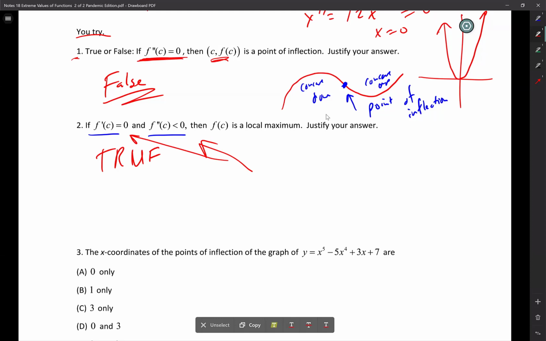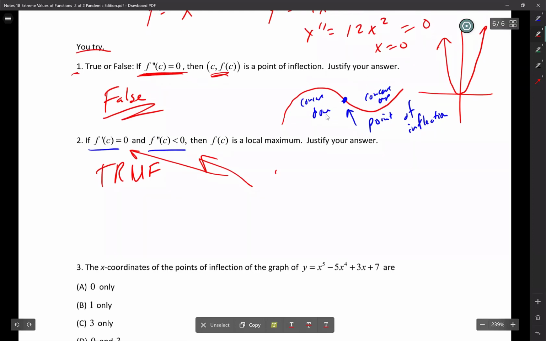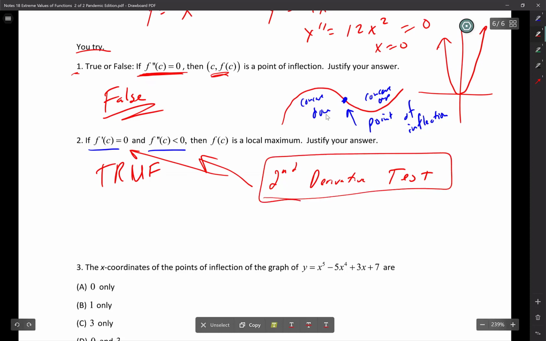The horizontal tangent. Well, yeah, the f prime of c equals 0, and then the second derivative is negative. But there's a test. Perfect. This is called the second derivative test. In case you read that in a literature book, do your second derivative test, and that's what this is. What's the question? True, because second derivative test. That's my justification.